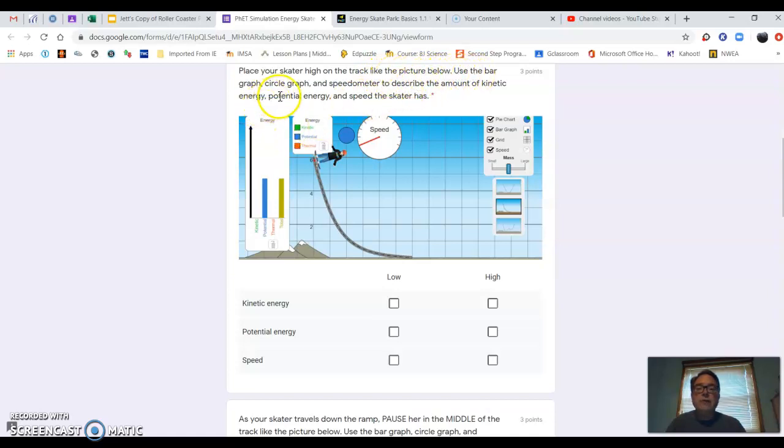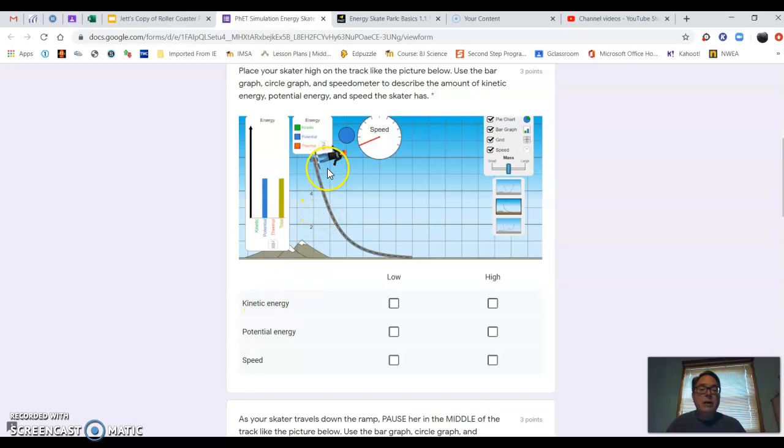Use the bar graph, the circle graph, and the speedometer to describe the amount of kinetic energy, potential energy, and speed the skater has. So in this case, we're going to be looking at all 3 of these, and you'll have to probably do this about 3 times to check.